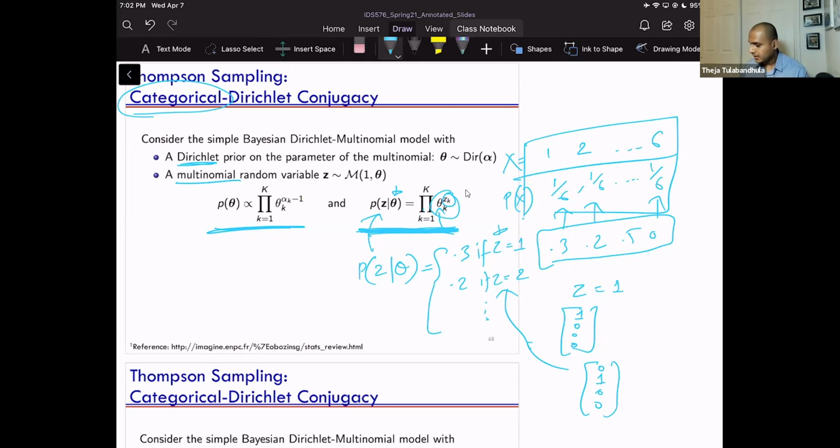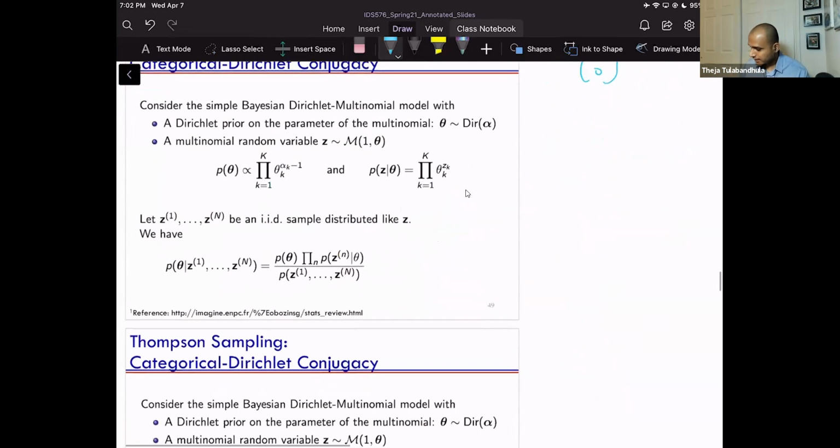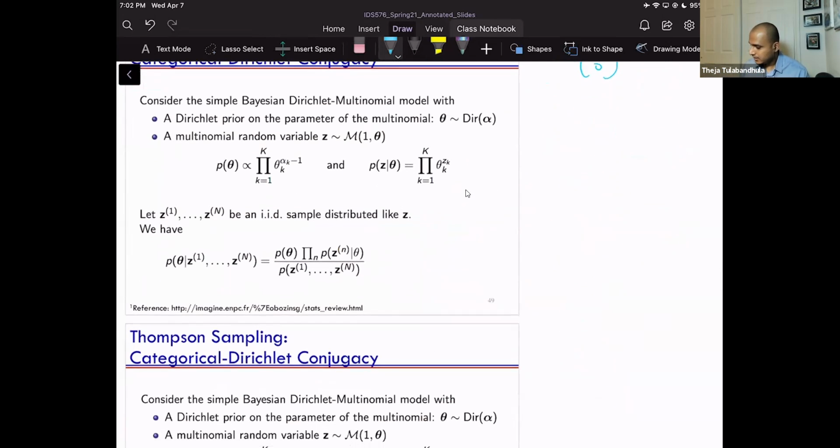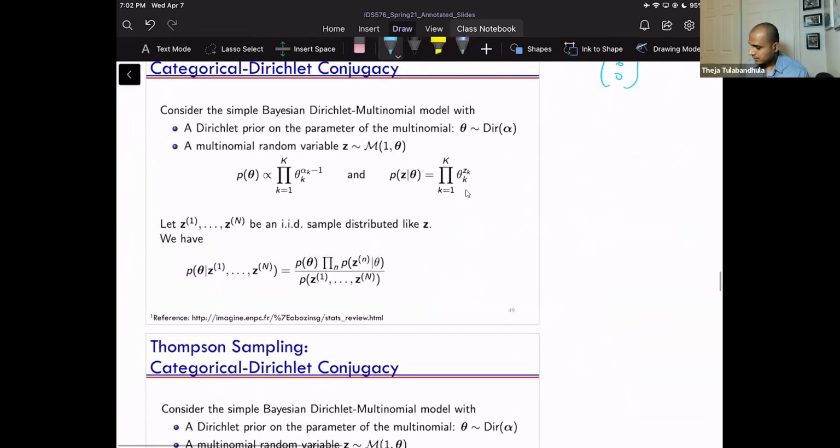Marginal likelihood of the data, marginal likelihood of z, or marginal probability of z. Okay, if you do that, let's say we have many such data points, then you can say this is actually equal to data for us.